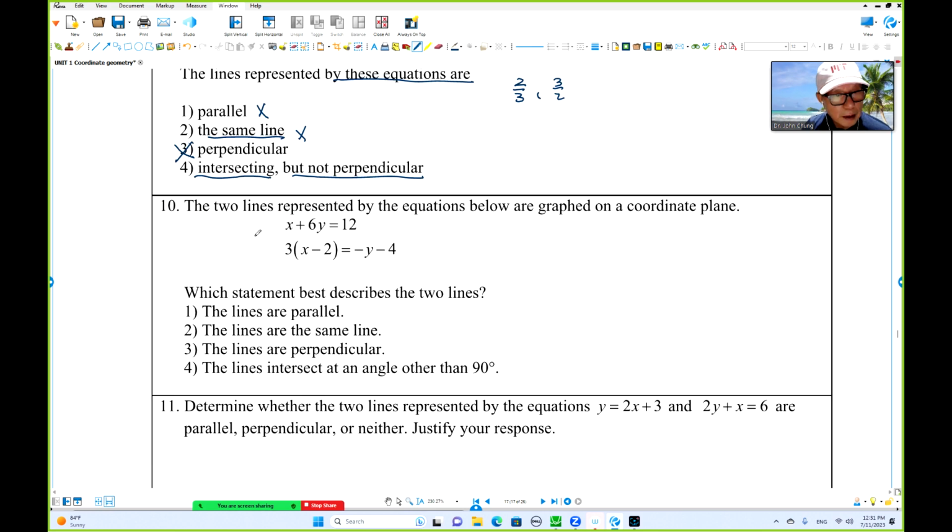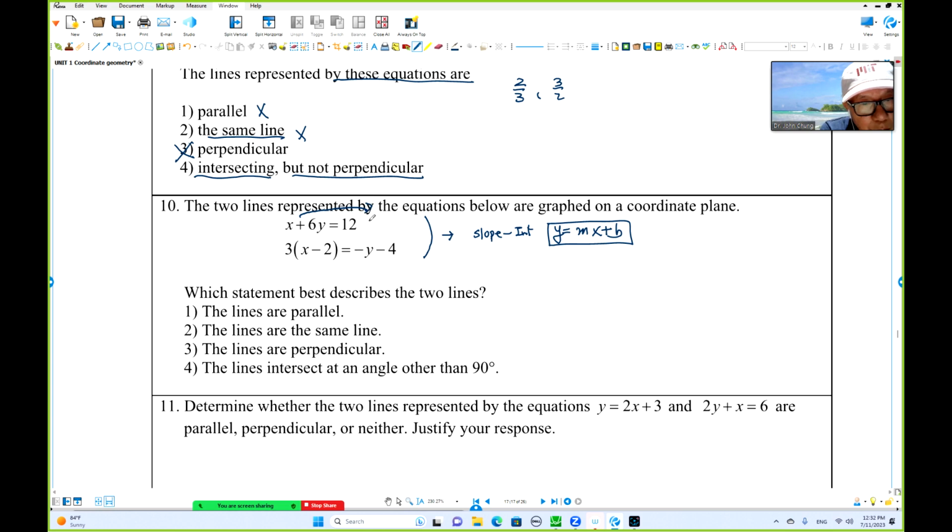Now try number 10. Two lines represented by the equations below are graphed on the xy-plane, okay? So they are parallel, always what? When they're asking you parallel or perpendicular, always switch into slope-intercept form, right? Which is y equals mx plus b. Always change into this form. That's the easiest way to describe the relationship between these two lines.